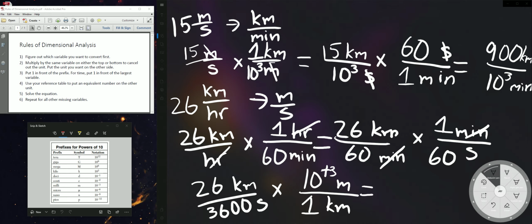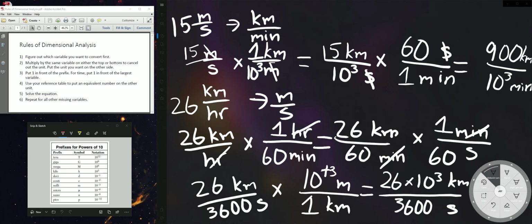So 26 times 10 to the 3. I really don't want to calculate this. I mean, it's going to be 26,000. But let's just write it out like that. And now you have this on the bottom. So now you're done. I'm sorry, that should not be a K right there, because the kms cancel out. Sorry. And that's your answer right there. All right.